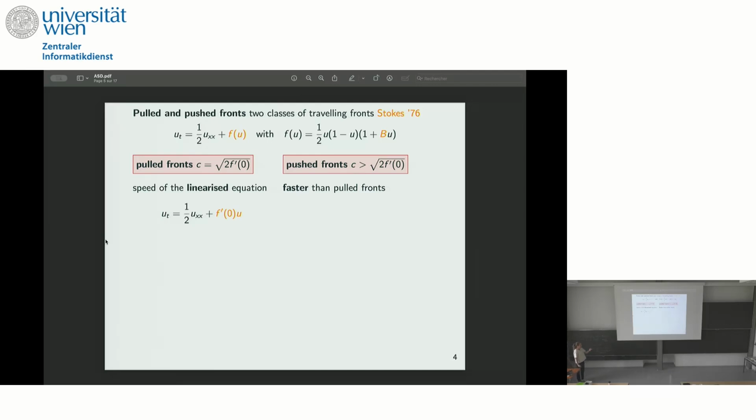And in the second case, the dependency on f is usually a bit more complex, and the whole nonlinearity can contribute to the speed. And in this case, we say that the invasion is pushed by the bulk.